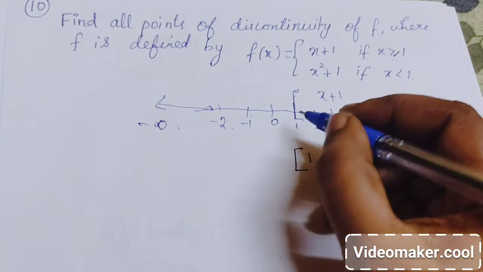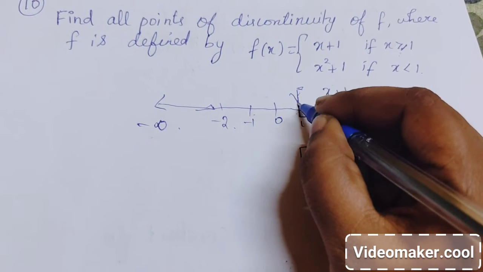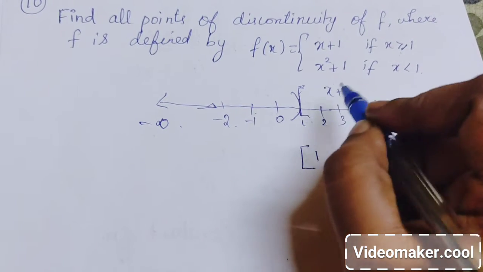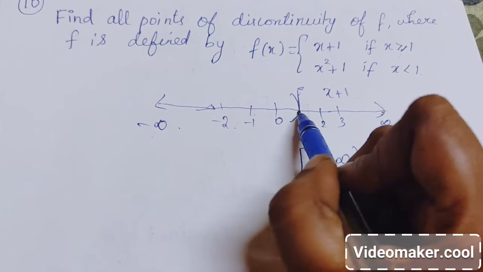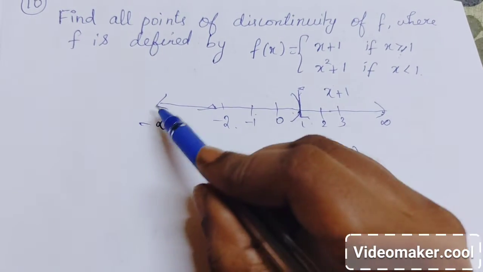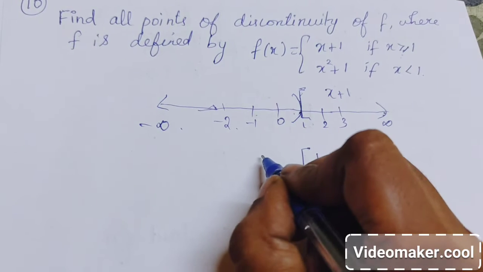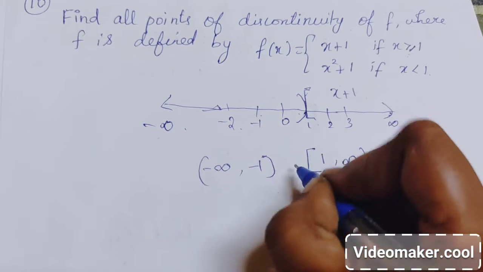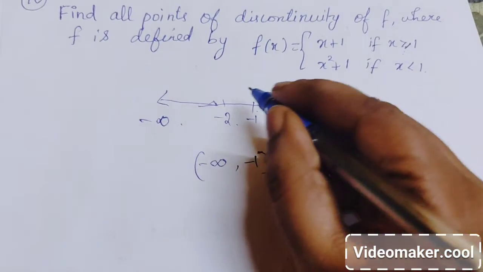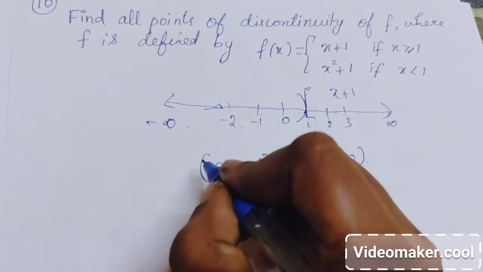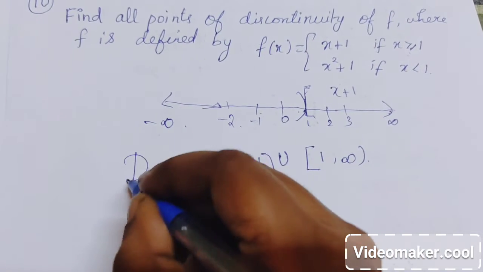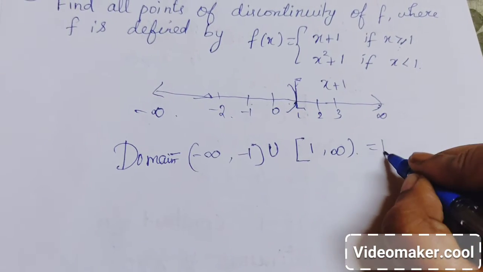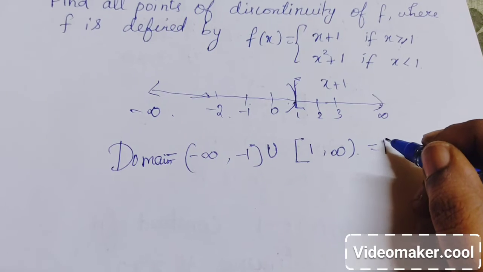And whenever the value of x is less than 1, we won't consider the point 1, just the numbers which are less than 1 and up to minus infinity. So we'll have minus 1 to minus infinity. You find the union of this. That will be the domain of the function. So the domain of f of x is nothing but the real line.